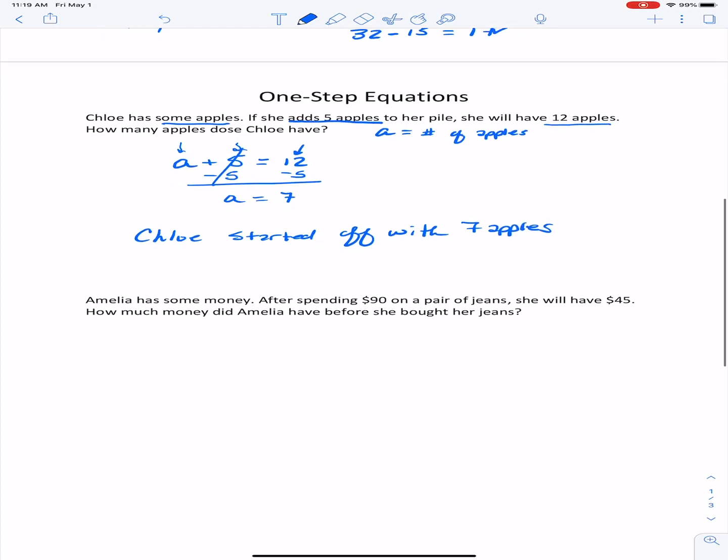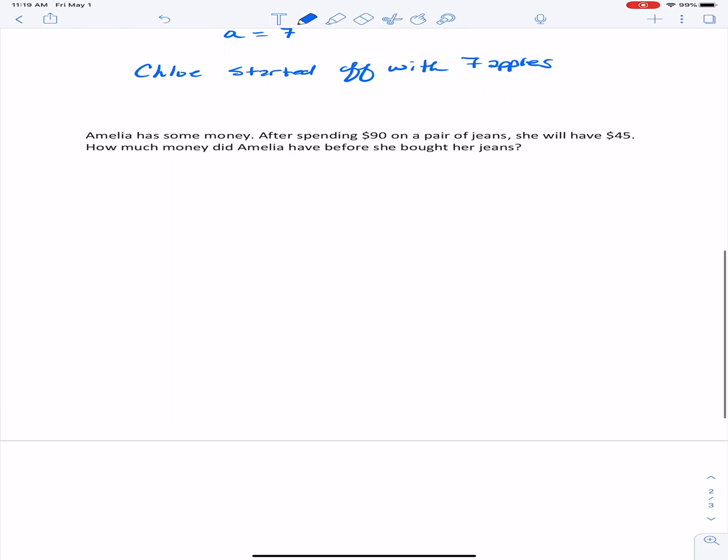Okay, let's look at a second one. Amelia has some money. After spending $90 on a pair of jeans, she will have $45. How much money did Amelia have before she bought her jeans? At this point, go ahead and pause and see if you can solve this without my help. Okay, so I'm going to use D for dollars. So D is the number of dollars that Amelia starts off with.